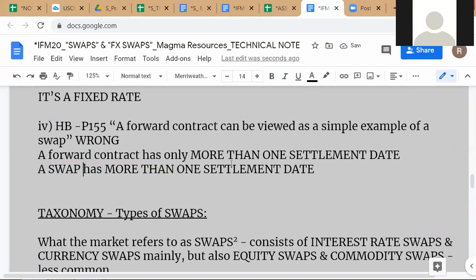Usually most swaps will have many more than one, but if you have 2 settlement dates, that's a swap, period. You can have a 1-year swap against 6-month LIBOR. That would be called a swap. All you need is more than one. Just like we said, time series data.